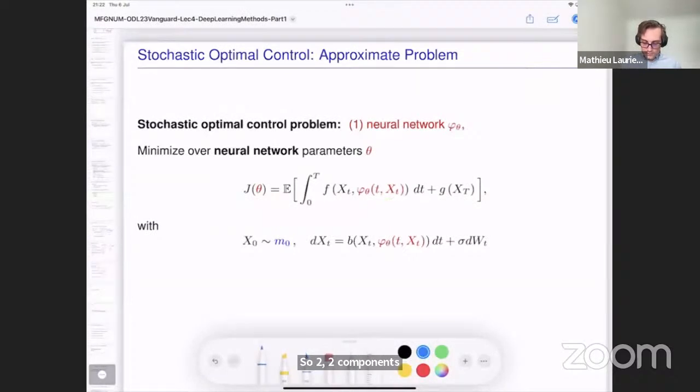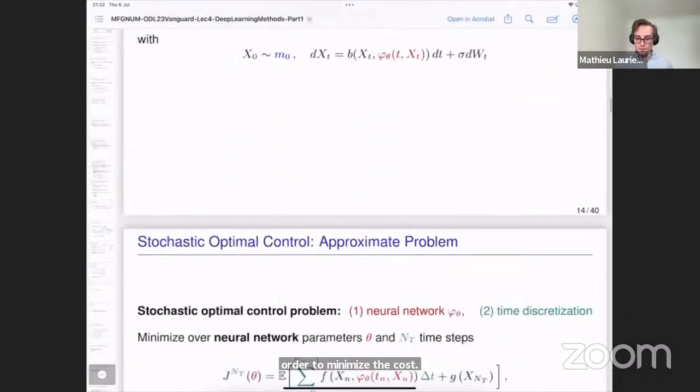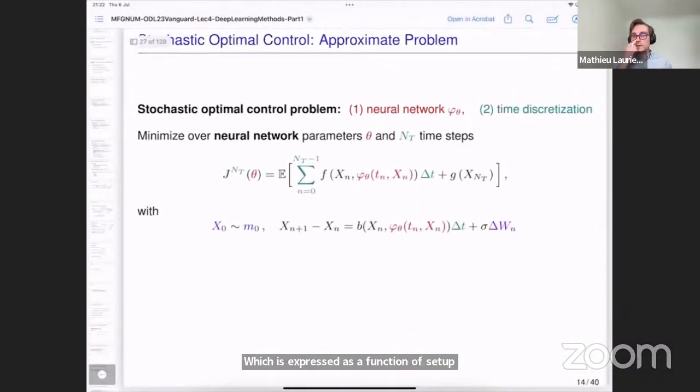Okay, so now since the neural network is completely characterized by theta, the goal is to tune theta in order to minimize the cost, which is expressed as a function of theta. You cannot directly compute the time integral, so you discretize time, for example, using an Euler-Maruyama scheme or something more complicated if you like, and you end up with this type of problem.